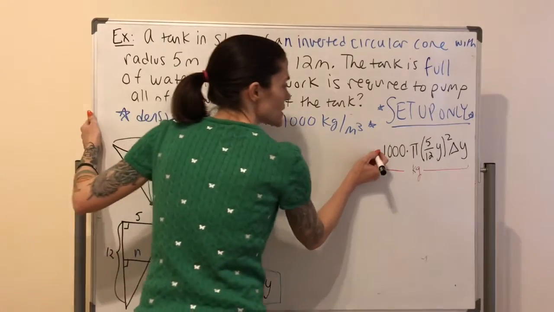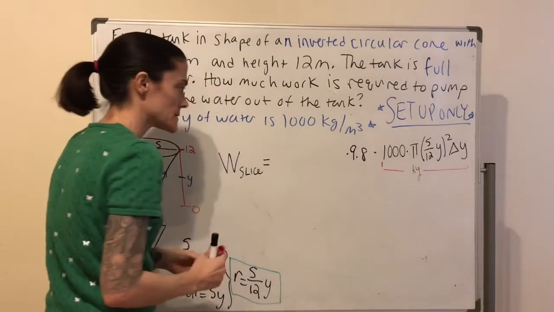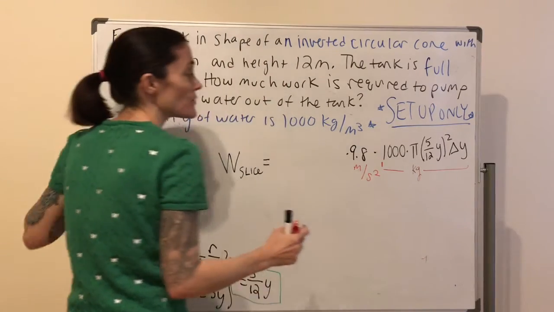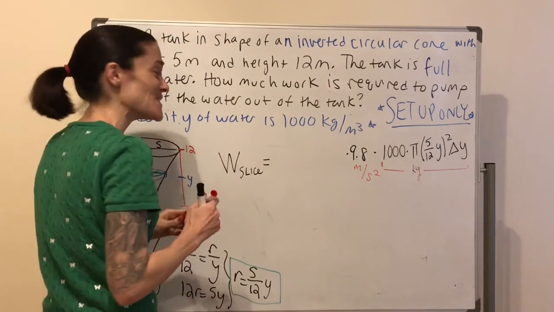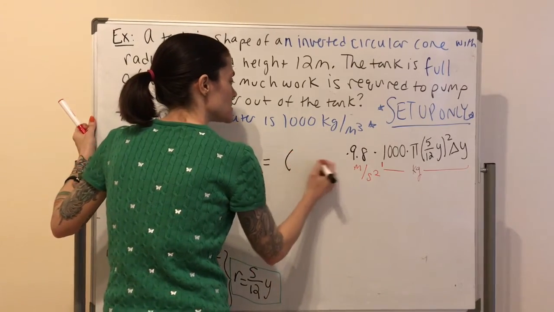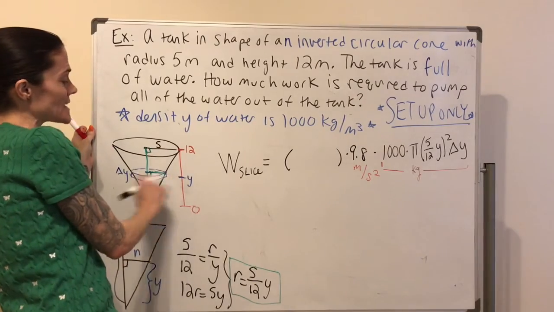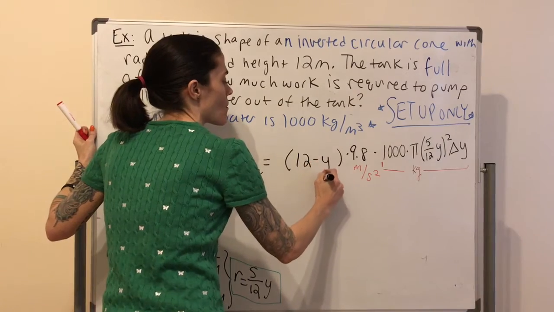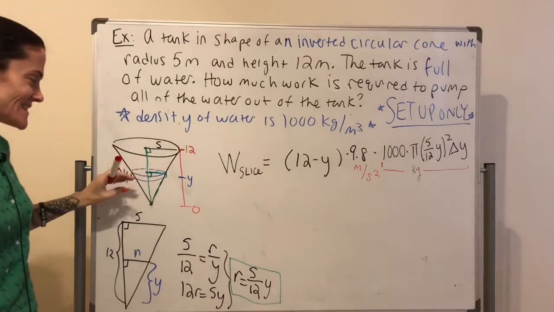Now we have a mass, so we need acceleration due to gravity. This is the same. Acceleration is in meters per second squared. So far we have kilograms meters per second squared, newtons. This is a force. And finally, we need a distance, which, just like in the last one, this slice travels 12 minus y. Well, this is the work for this slice.